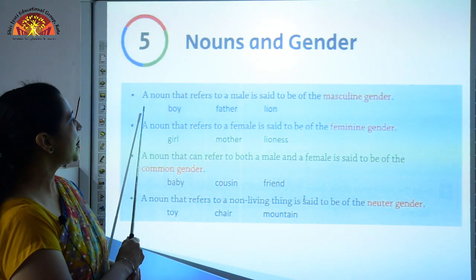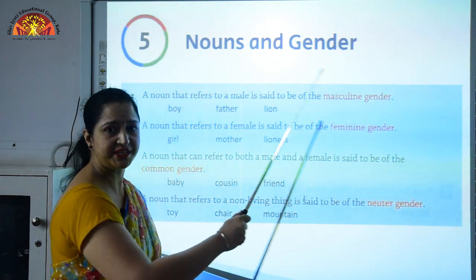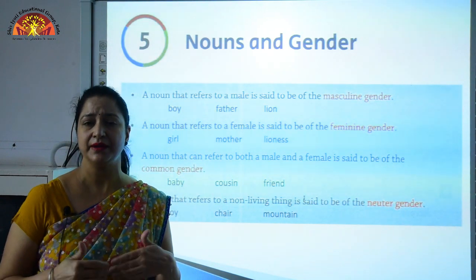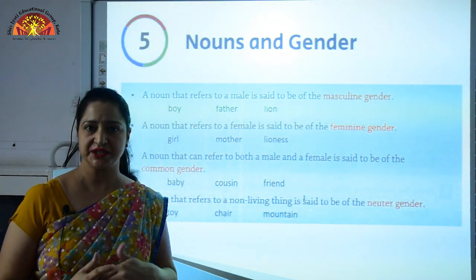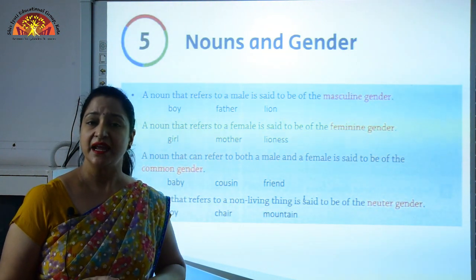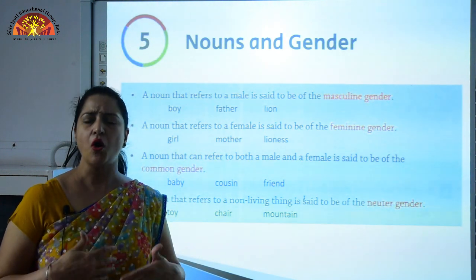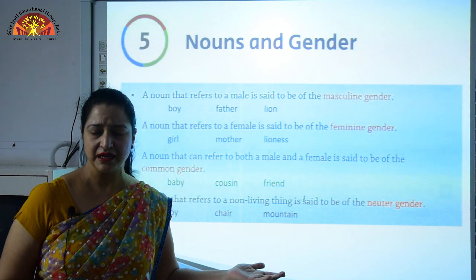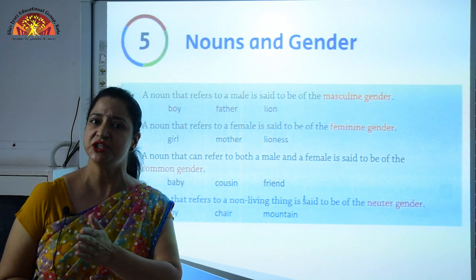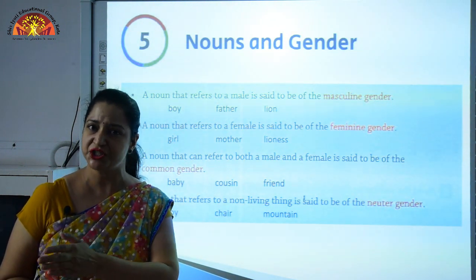Number 1, a noun that refers to a male is said to be of the masculine gender. Now if we talk about any male in the society or in our surroundings, like boy, man, uncle, or your father, son, these are all nouns that refer to a male. So these males fall under the category of masculine gender. All the males fall under the category of masculine gender.